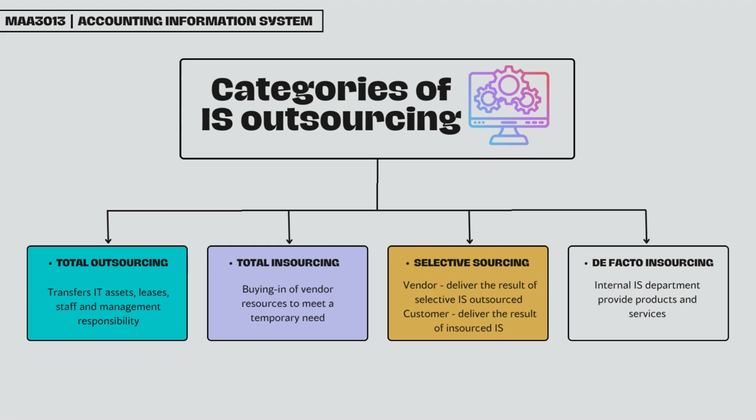The third one is selective sourcing. Selective sourcing allocates selected information system functions to external providers while still providing between 20% and 80% of the information system budget. The vendor becomes responsible for delivering the result of the selectively outsourced information system activities, while the customer remains responsible for delivering the result of the insourced information system activities.